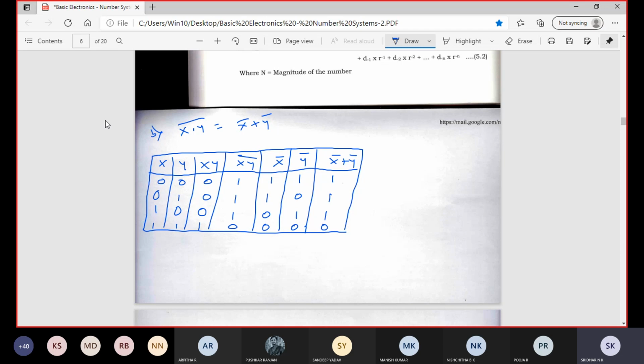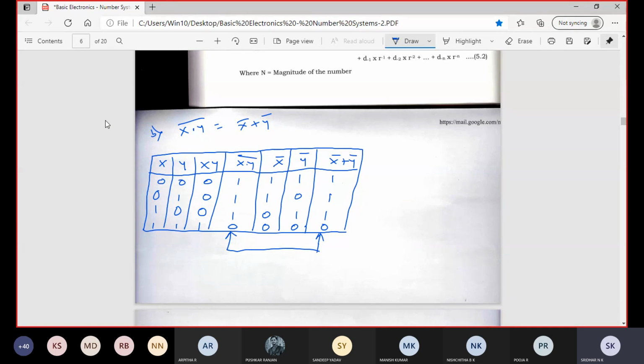Now what is LHS? x dot y whole bar. Where is x dot y whole bar? This column. Correct? So where is x bar plus y bar? This column, the last column. So both are equal. So this is proved. LHS is equal to RHS. Hence, De Morgan's second statement is also proved. So this is for 2 variables.